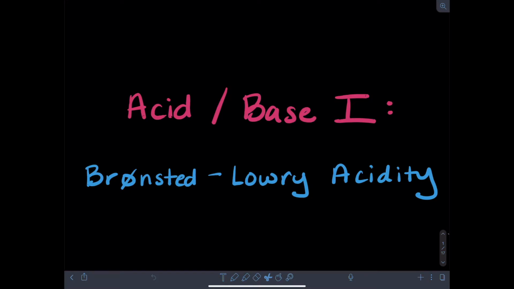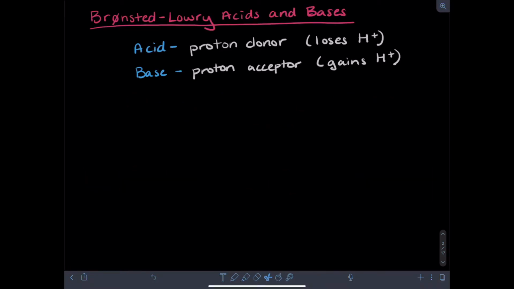Hi folks, today's video is on acids and bases. I'm going to be talking about the Bronsted-Lowry definition of acidity. Under the Bronsted-Lowry definition of acids and bases, an acid is a proton donor. This is a molecule that loses H+, and a base accepts the proton.